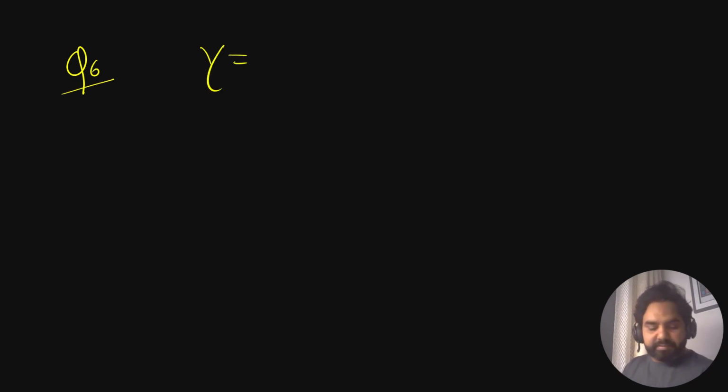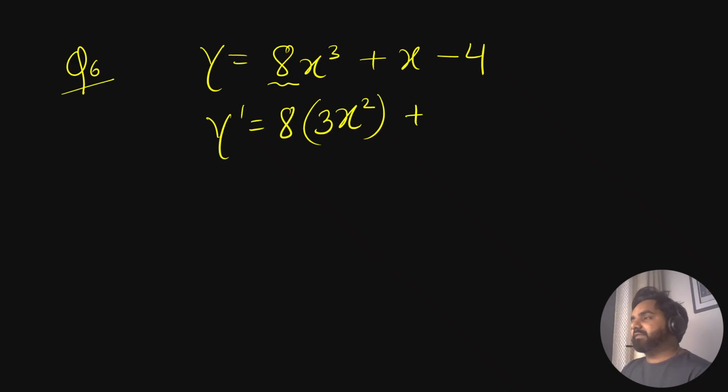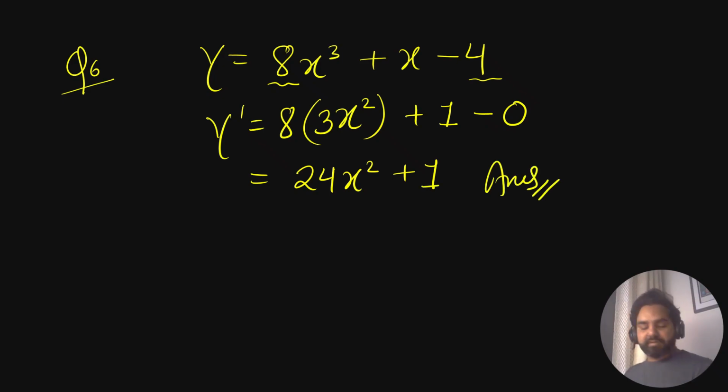Now the next question is y equal to 8x cube plus x minus 4. This question consists of everything: the constant, x to the power 3 and x. We don't have to do anything with 8, so I will leave it as it is. The differentiation of x cube is 3x square, plus the differentiation of x is always 1, and the differentiation of 4 is 0. It is a constant. So this will become 24 x square plus 1. This is your final answer.